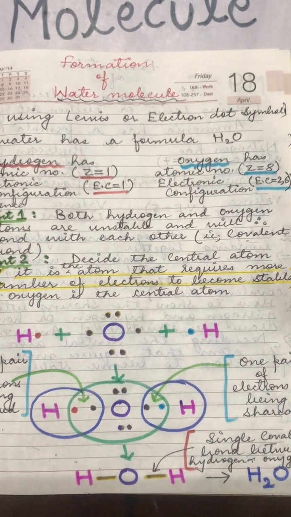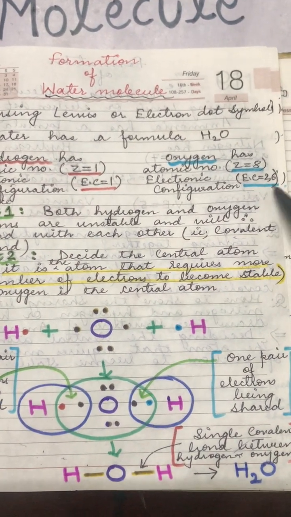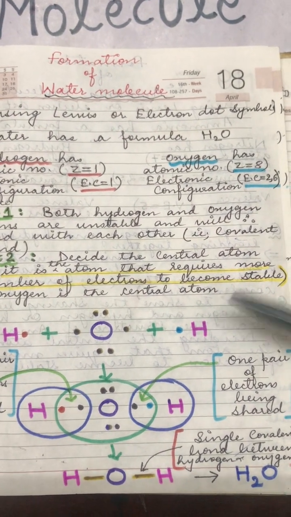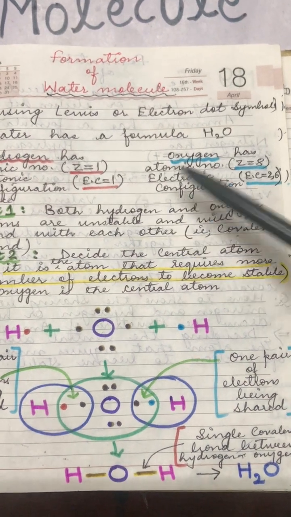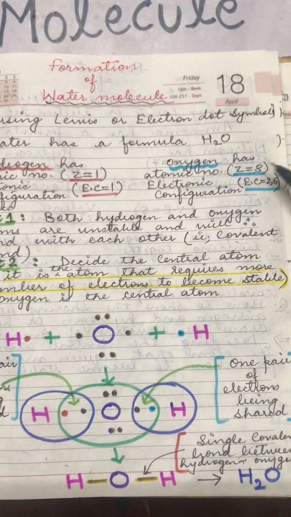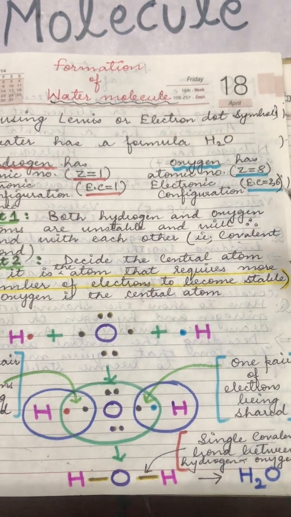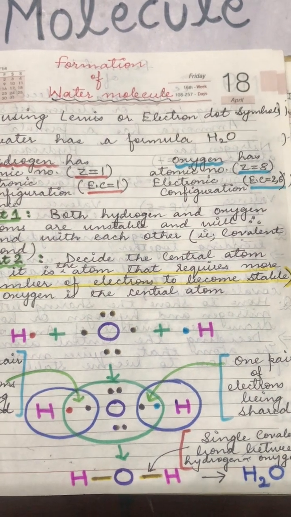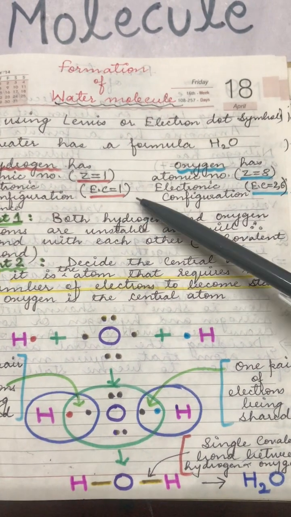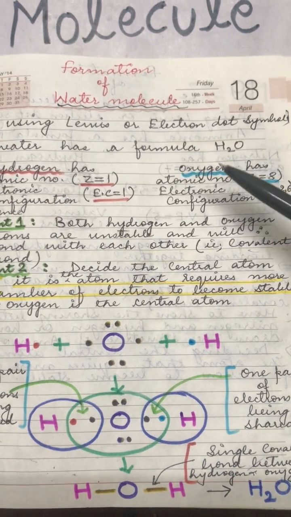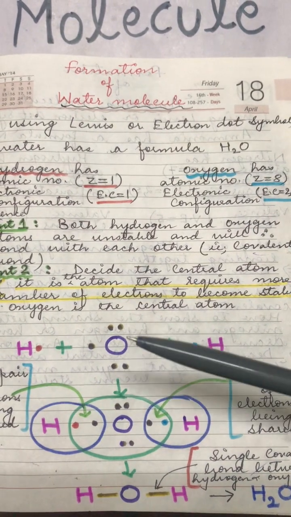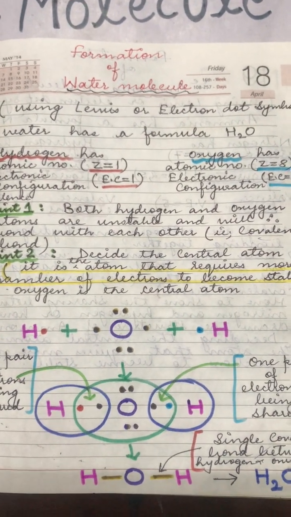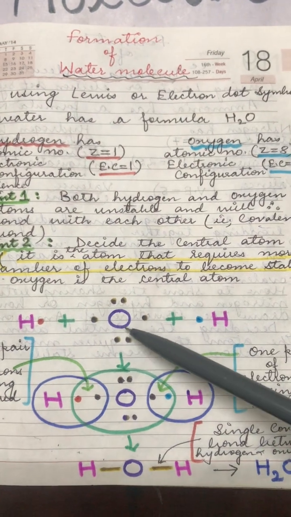To do so, we need to know the electronic configuration of the element and see how many electrons are there in the outermost shell. The outermost shell of hydrogen has 1 electron and the outermost shell of oxygen has 6 electrons. The oxygen atom is short of 2 electrons. That is, the oxygen atom requires more electrons to become stable. Since it requires 2 electrons and hydrogen requires only 1 electron, oxygen is going to be in the center when we start drawing the structure or showing the bonding in the water molecule.